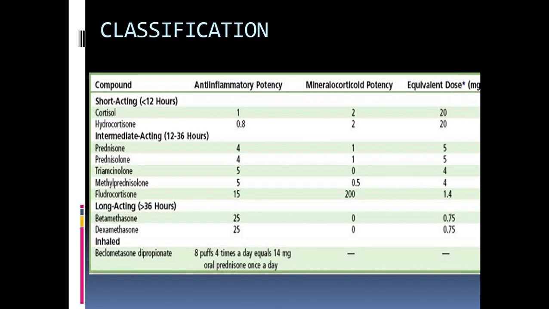Another class is inhaled glucocorticoids, for example beclomethasone dipropionate. Its anti-inflammatory potency is 8 puffs 4 times a day, equal to 14 mg of oral prednisone once a day. So this is the classification of glucocorticoids.